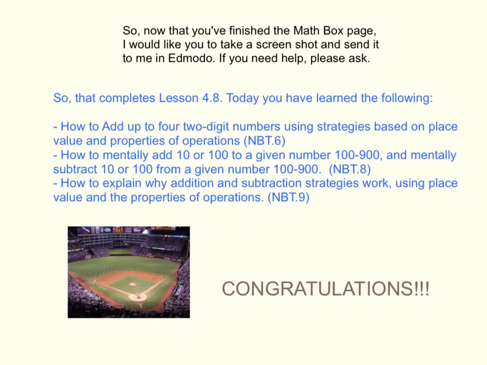That completes the lesson 4.8. Today you've learned the following: how to add up 4 two-digit numbers using strategies based on place value and properties of operations, how to mentally add 10 or 100 to a given number, 100 through 900, and mentally subtract 10 or 100 from a given number, 100 through 900. And finally, how to explain why addition and subtraction strategies work using place value and properties of operations.